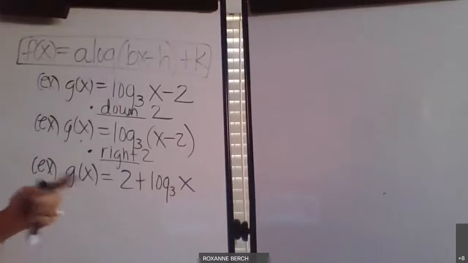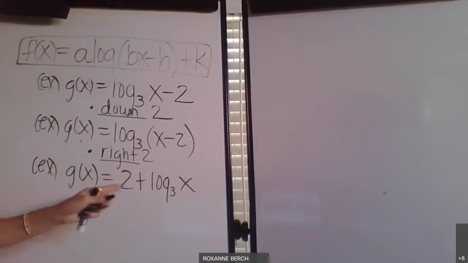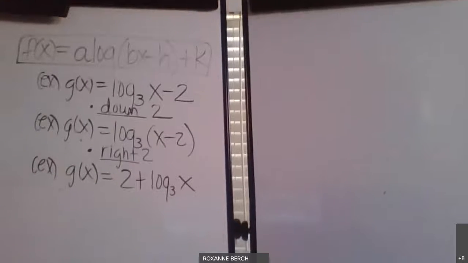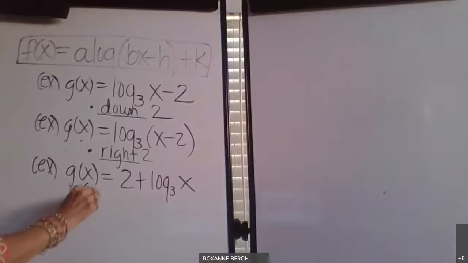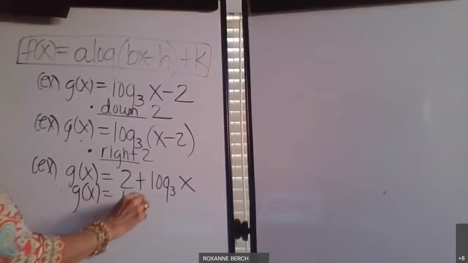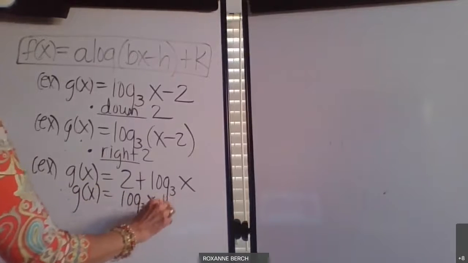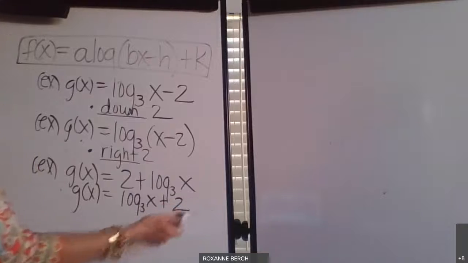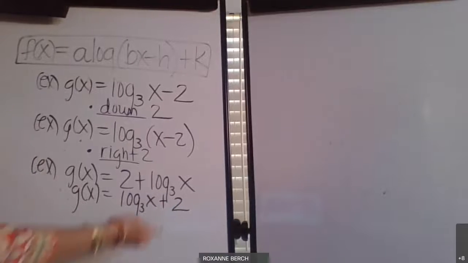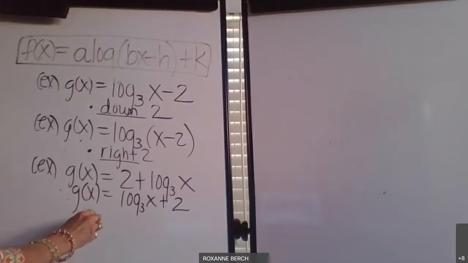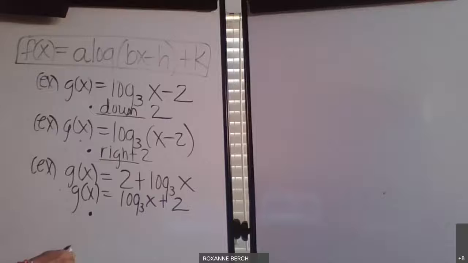Now, remember that A is multiplied to the logarithm. This is A times a log. Is this A times a log, or are they trying to trick you? They're trying to trick us. Right. So we should rewrite this as log base 3 of x plus 2. So what is that really? Is that A, B, H, or K? Okay. And so what is that? Up 2.